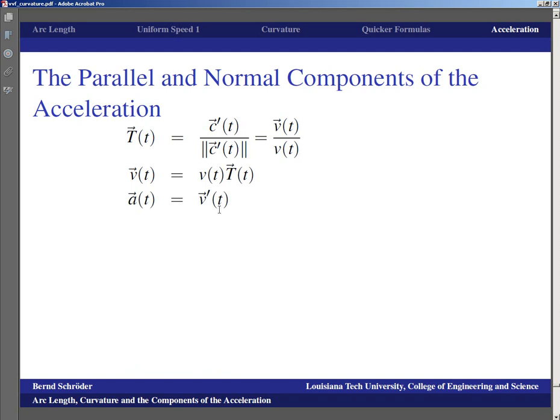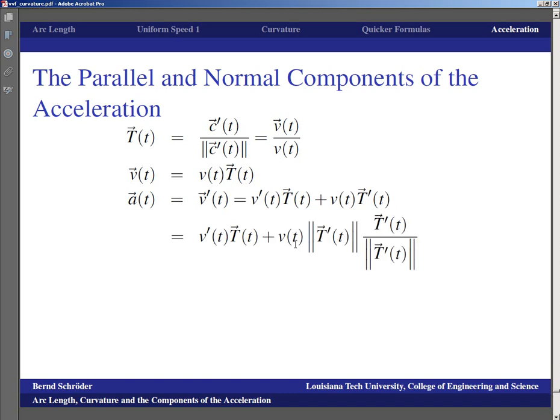So the acceleration is the derivative of the velocity, which by product rule is speed prime times unit tangent vector plus speed times the derivative of the unit tangent vector. So now we just have to work out the derivative of the unit tangent vector. But so we've got speed prime unit tangent vector. Well, what can we say here? We're going to reduce that to the curvature, right? So we keep the speed. T prime of t is of course the same as T prime of t if we divide it by its norm and multiply with the norm.